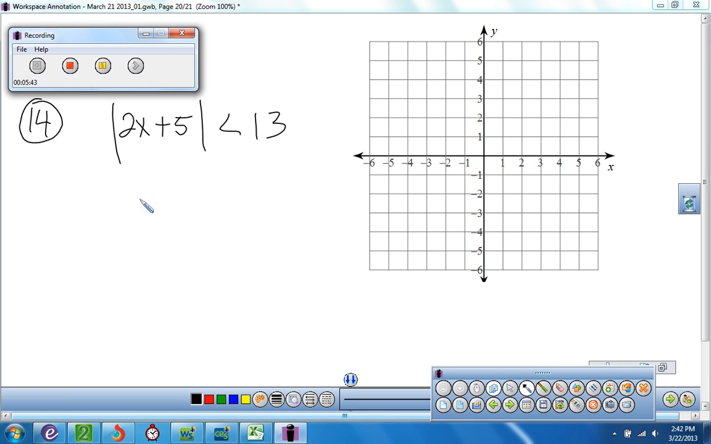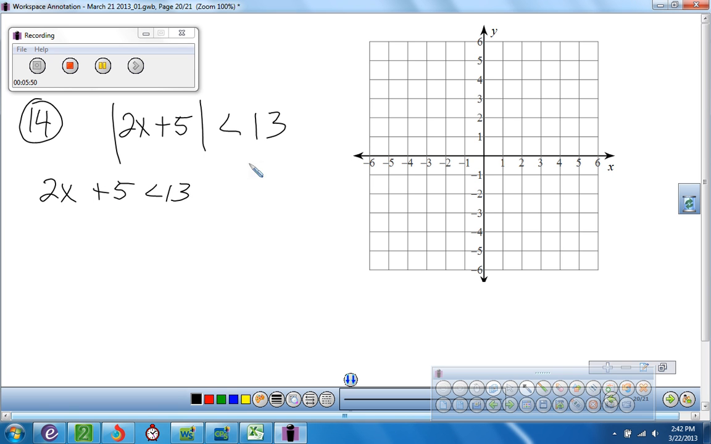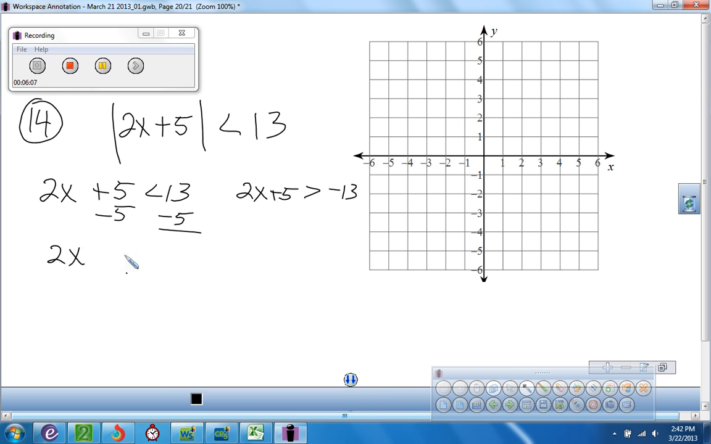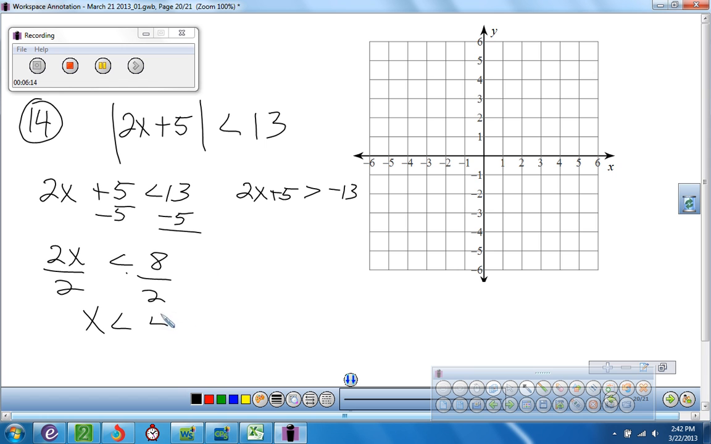Alright, here we have an inequality. Now, remember, we'll set up to solve like this, and then we'll say, what if it was negative? We'll have to reverse our inequality. So we'll go 2x plus 5 is less than negative 13. Alright, so for this, we subtract 5. Okay, so we get 2x is less than 8. Divide both sides by 2. X is less than 4.